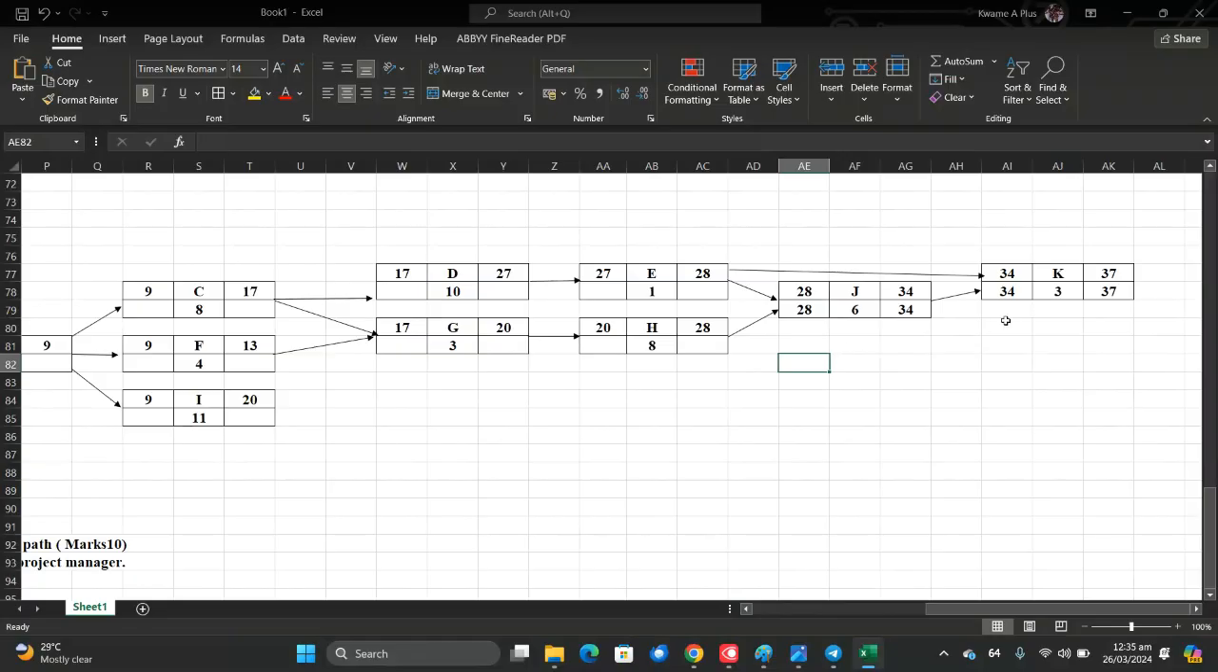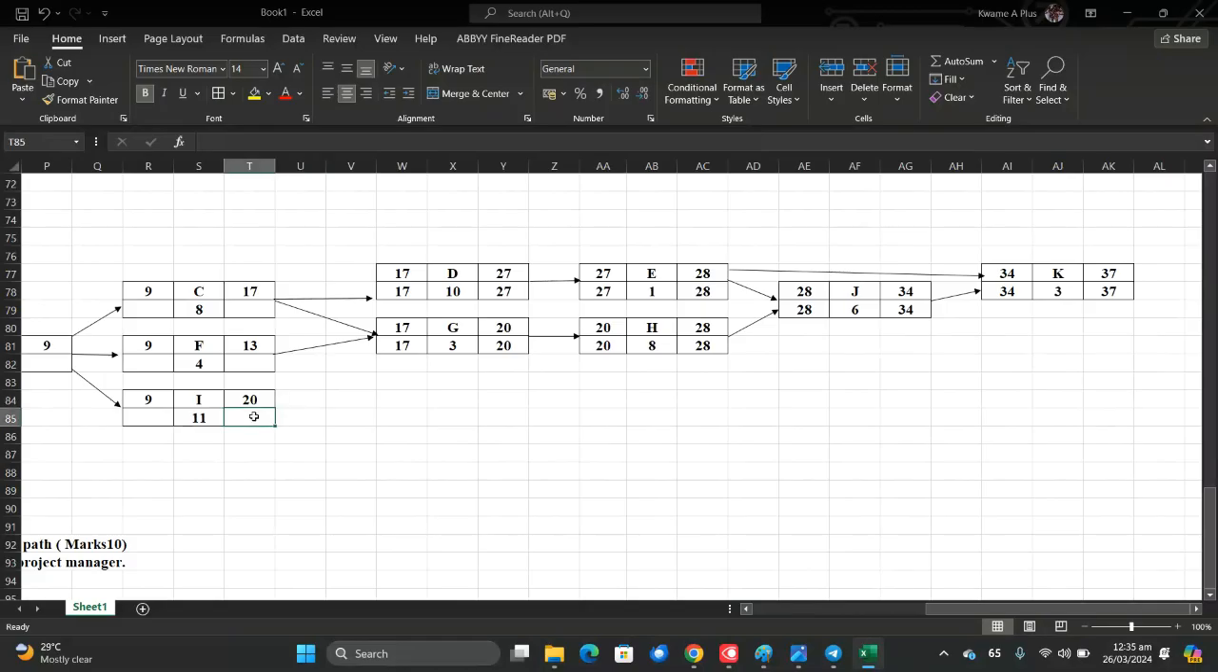So we are here. This is 28. This is also 28. 28 minus 1 is 27. 28 minus 8 is 20. And then we are here. This is 20. 20 minus 3 is 17. And then here is 27. 27 minus 10 is 17.